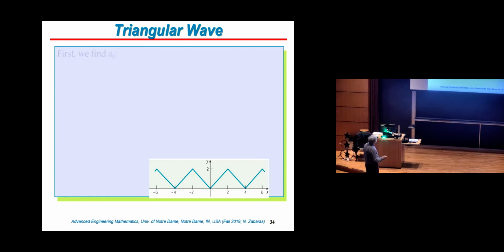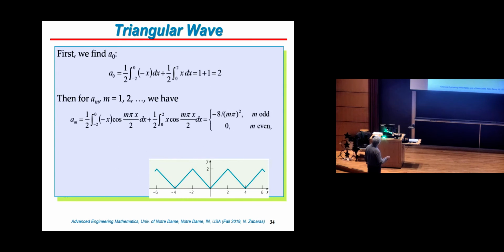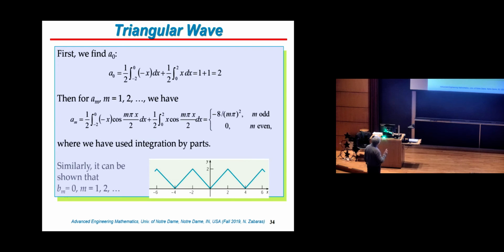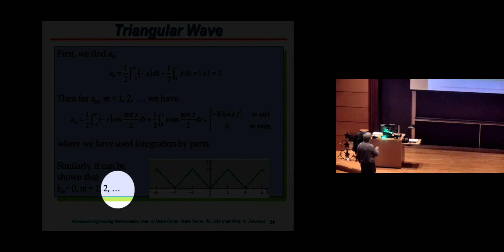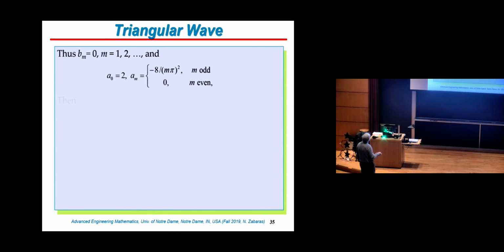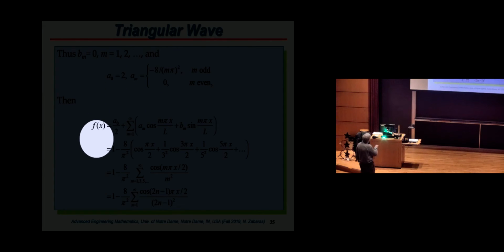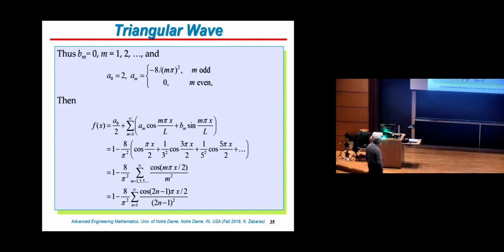So if you go and spend half an hour to actually compute these things, I will not be very happy, because you'll be wasting your time. So the coefficients B are equal to 0, all of them, and AM is this nice thing when m is an odd number, otherwise it is 0. And if you put all of this together, you get this wonderful Fourier series expansion of that triangular wave that looks like 1 minus 8 over pi squared times all of these nice things.